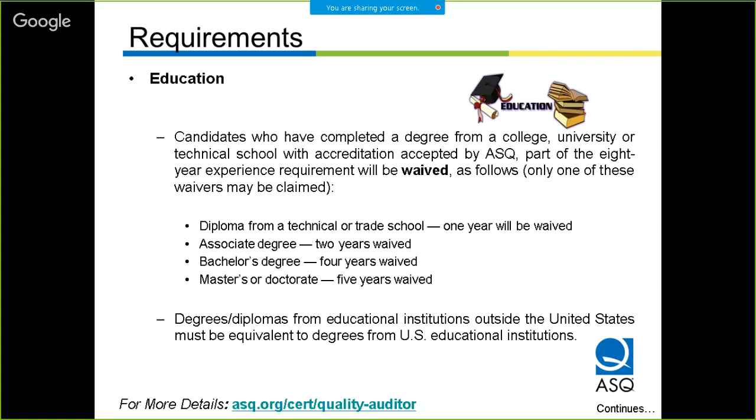Now, the requirements of education. Candidates who have completed a degree from a college, university, or technical school with accreditation accepted by ASQ, part of the 8-year experience requirement will be waived as follows. Only one of these waivers may be claimed. For example, if you have a diploma from a technical or trade school, 1 year will be waived. If you have an associate degree, 2 years will be waived. Bachelor's degree, 4 years, and for master's or doctorate, 5 years will be waived. Degrees or diplomas from educational institutions outside the United States must be equivalent to degrees from US educational institutions.